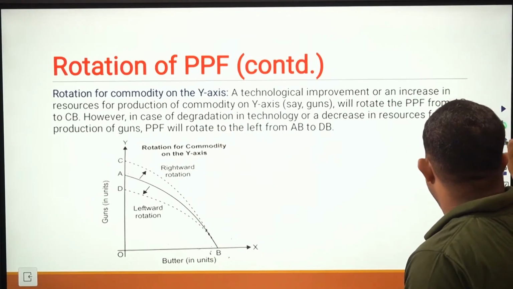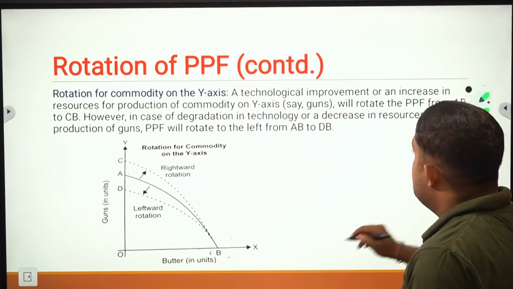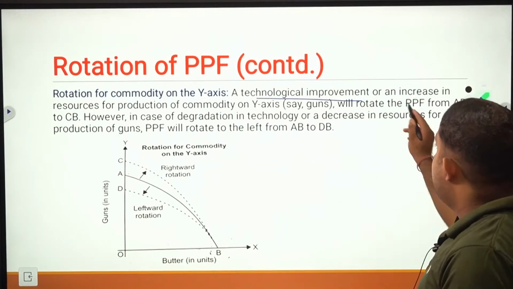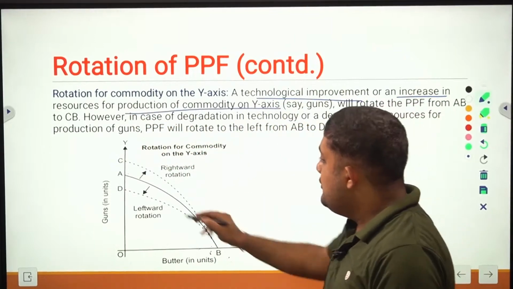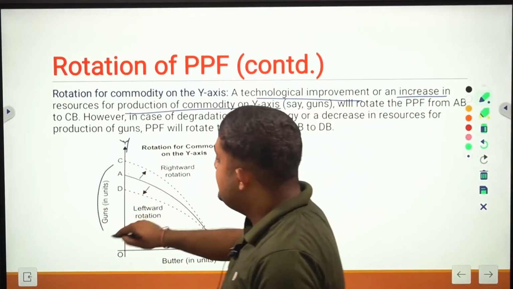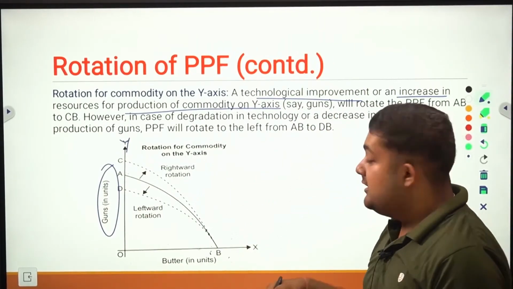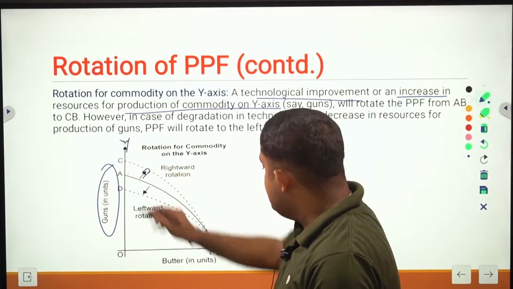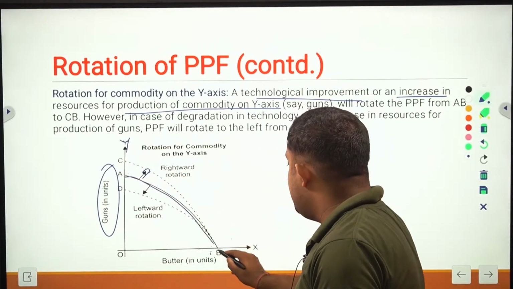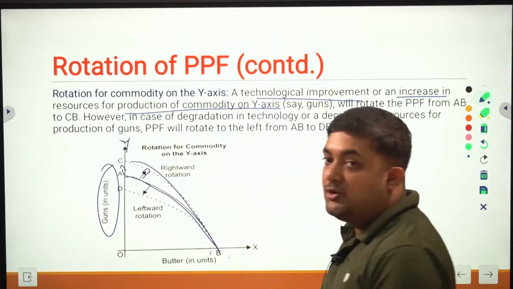The y axis will be the same. For the y axis, when there is a technological improvement or an increase in resources for production of the commodity on the y axis, what do we have on the y axis? Guns. If there is any kind of technological improvement, then we will have a rightward rotation. This is our initial PPF AB, so rightward it becomes AC. This CB will be our new PPF.